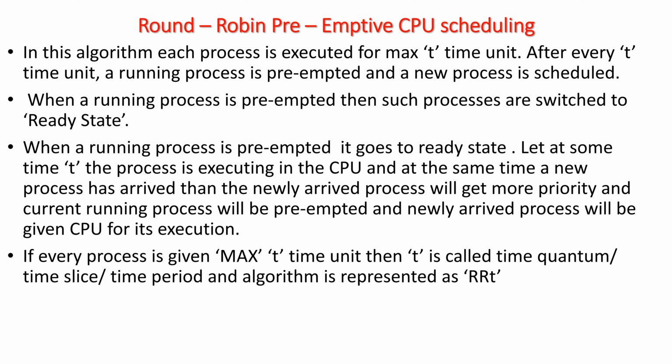Then suppose at the same time process P is running on the CPU, and some process Q has arrived in the ready queue. So if the priority of process Q is more than process P, which is executing in the CPU, then process P is preempted and process Q is given the CPU for its execution as it has the higher priority. So this can be understood by a simple example.